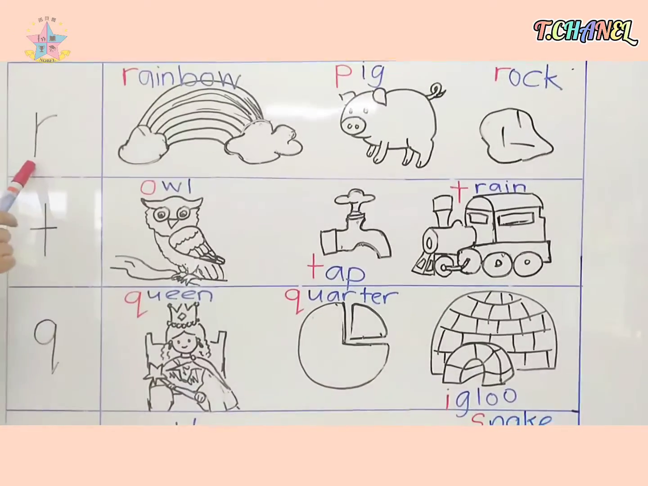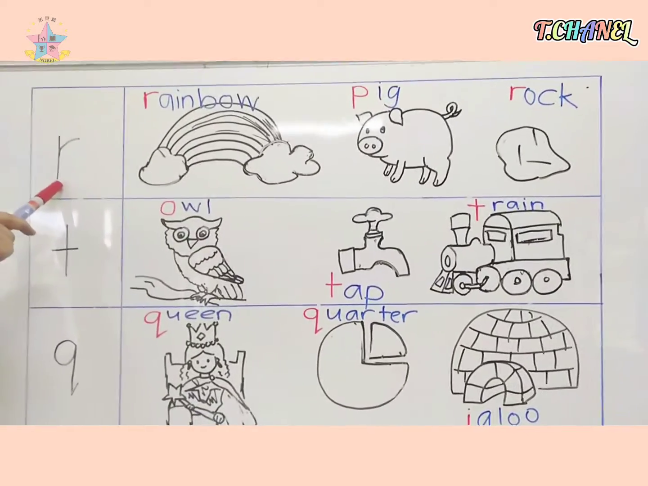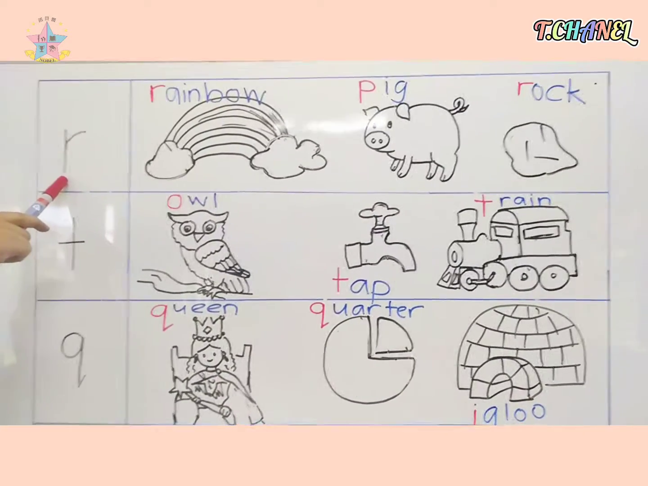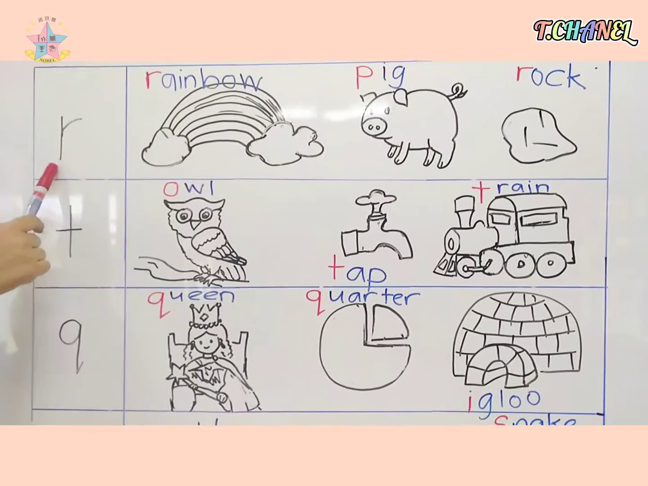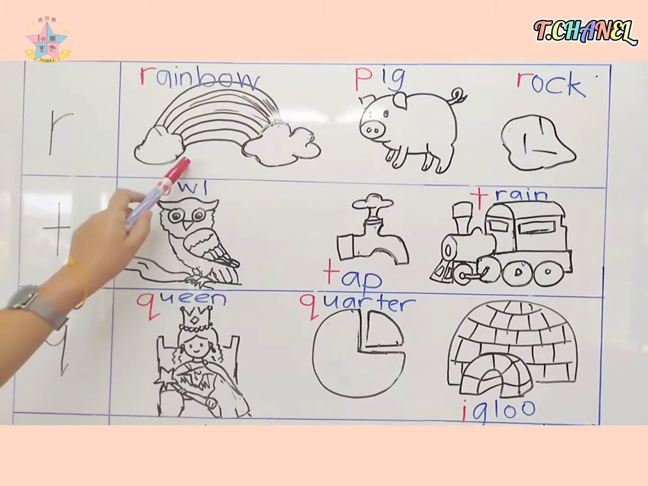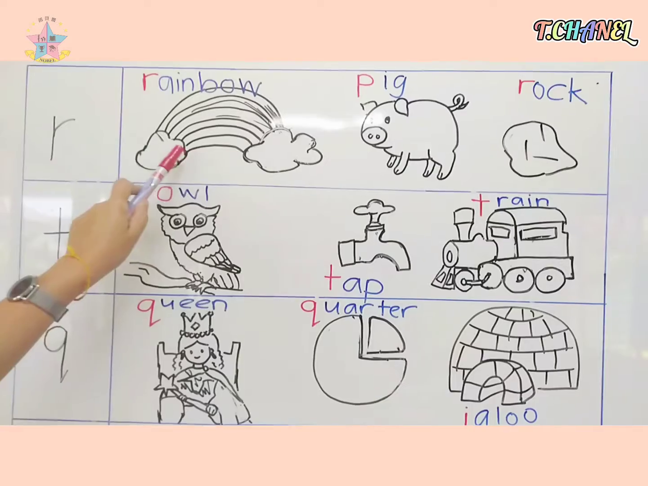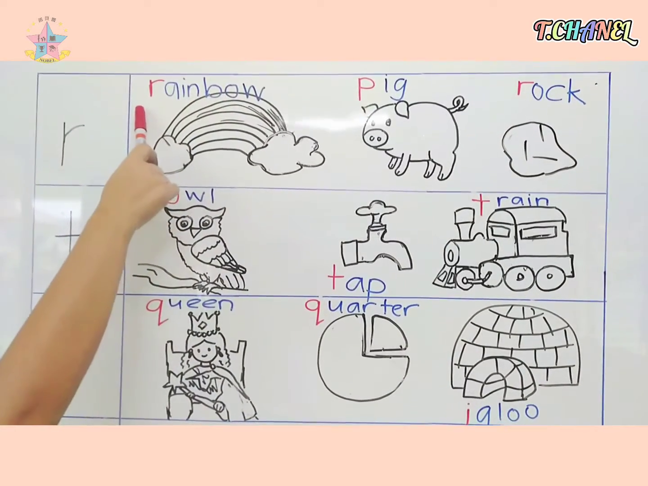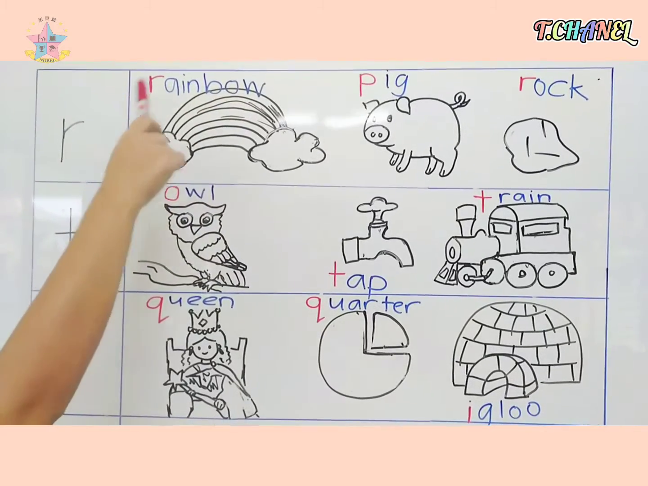Okay, children, what letter is this? This is letter R. What is the sound of R? R, R, R. Okay, children, what picture is this? This is the picture of rainbow. R, rainbow. R, rainbow.